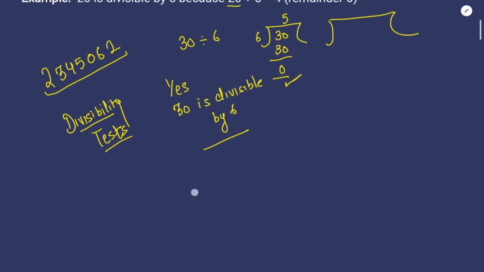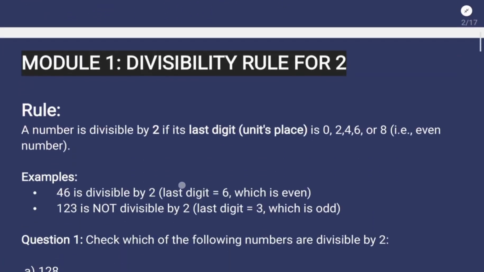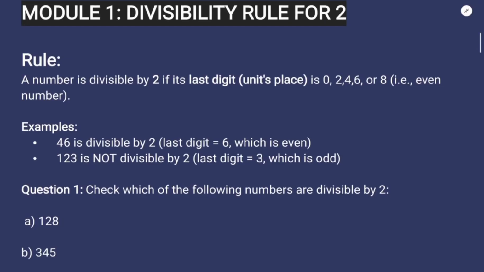Okay, so let us start the divisibility test of 2. Module 1. How do we check whether a number is divisible by 2 or not? Do you know, if a number is divisible by 2, then that number is called an even number. All even numbers are divisible by 2. If a number is not divisible by 2, then you say that number is an odd number. So how do you check whether this is divisible or not?